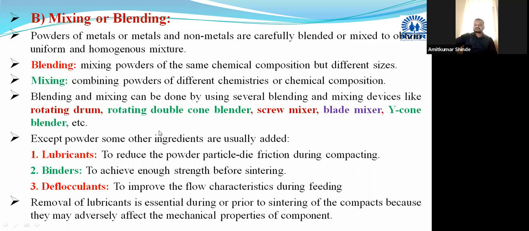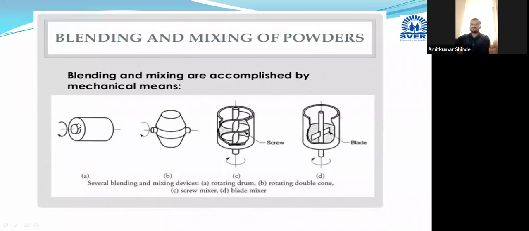Then this mixing or blending can be done with the different blenders or mixers available. Here this is the rotating drum. Around this shaft, we can rotate this drum. Inside it, we take the powders as per our requirement. We will decide their quantity and composition, and it is mixed in this rotating drum. And this is a rotating double cone blender.